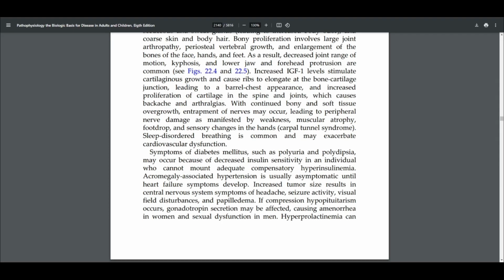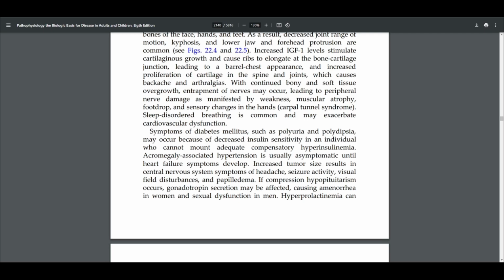Increased IGF-1 levels stimulate cartilaginous growth and cause ribs to elongate at the bone-cartilage junction, leading to a barrel chest appearance, and increased proliferation of cartilage in the spine and joints, which causes backache and arthralgias.